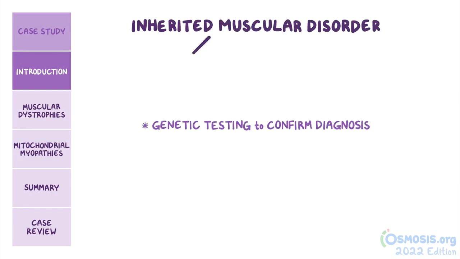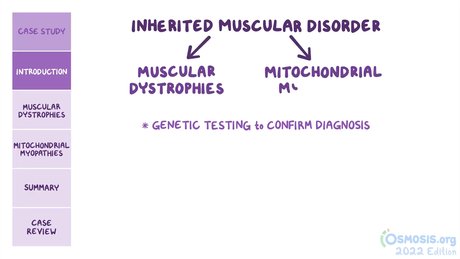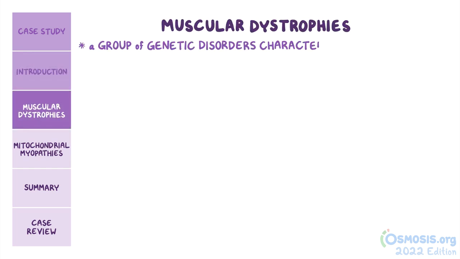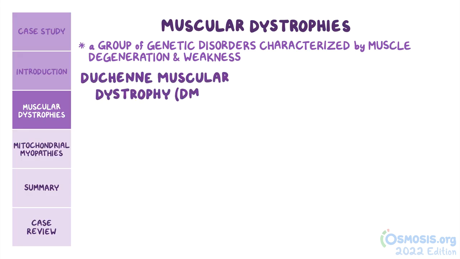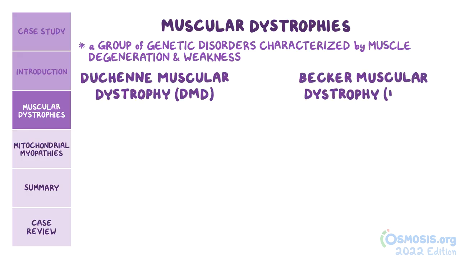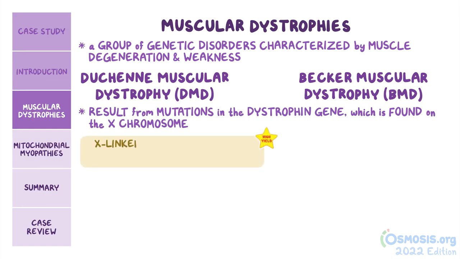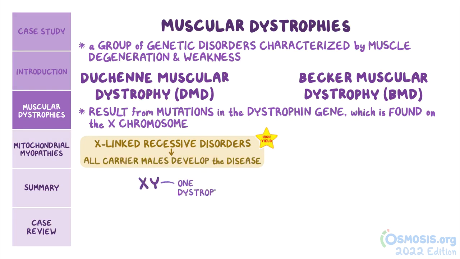Now let's go over the two main groups: muscular dystrophies and mitochondrial myopathies. Muscular dystrophies are a group of genetic disorders characterized by muscle degeneration and weakness. Within that group, dystrophinopathies are the most common, and this includes Duchenne muscular dystrophy, or DMD for short, and Becker muscular dystrophy, or BMD. Both Duchenne and Becker result from mutations in the dystrophin gene, which is found on the X chromosome. For your exams, remember that these are X-linked recessive disorders, which means that all carrier males develop the disease because they only have one chromosome and thus one dystrophin gene available.